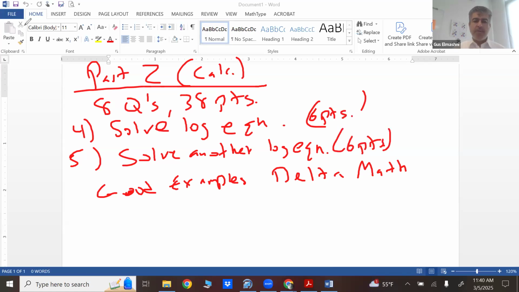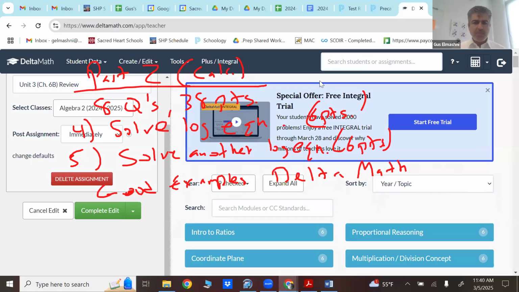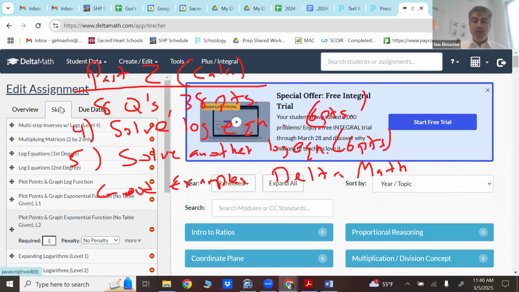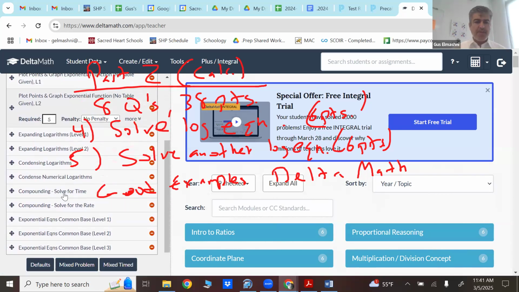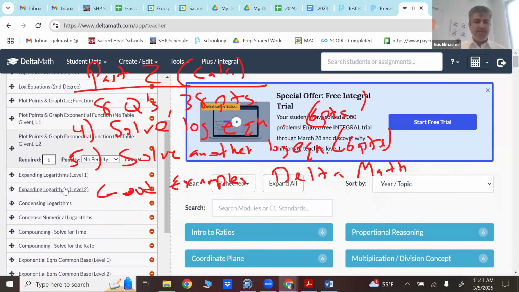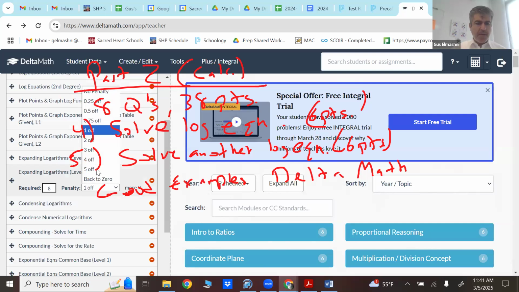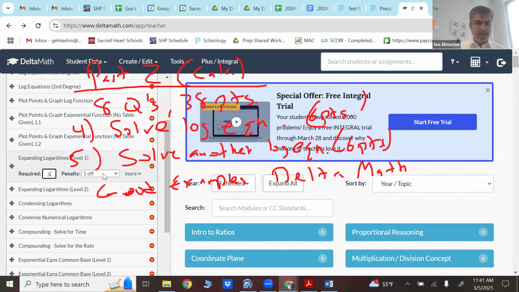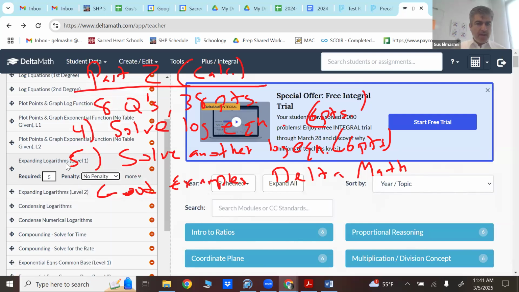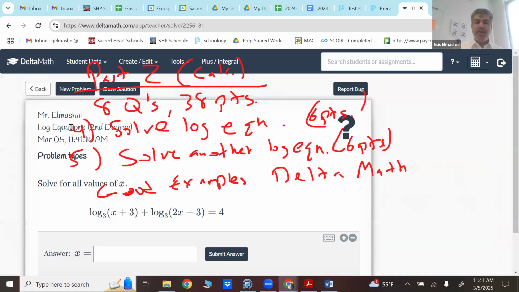Okay, good examples will be Delta Math. Sorry, my handwriting sucks here. We'll give some examples. Here we go. This is the part where you guys might be feeling a little nervous. So this hopefully will help. No, that's not the one. Hold on. And again, no penalty. Okay, give me a second. Here we go. Perfect.